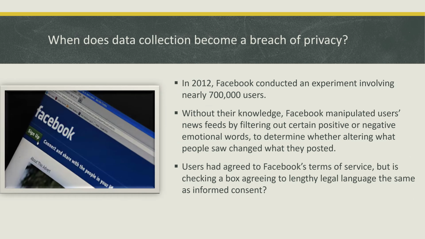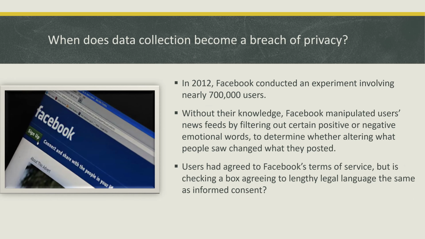In 2012, Facebook conducted an experiment involving nearly 700,000 users. Without their knowledge, Facebook manipulated users' news feeds by filtering out certain positive or negative emotional words. The goal was to determine whether altering what people saw would change what they themselves posted, a phenomenon the researchers called emotional contagion.